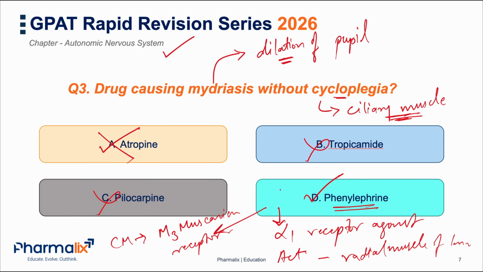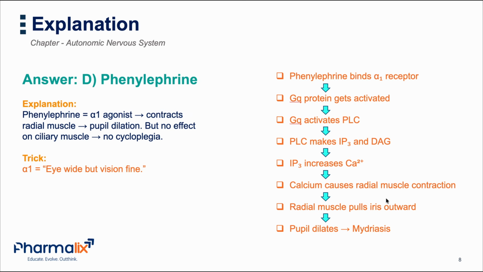And phenylephrine has no cholinergic action. So since it has no cholinergic action, it will not act on M3 receptor. Okay, this is a lot to understand, but just process it, go through the video again and you will get to understand. So the correct answer is phenylephrine. Explanation: it is an alpha-1 agonist. It directly contracts the radial muscle. Pupils are dilated, but since it does not work on M3 receptor and has no cholinergic action, it has no effect on ciliary muscles, and so there will be no cyclopegia.